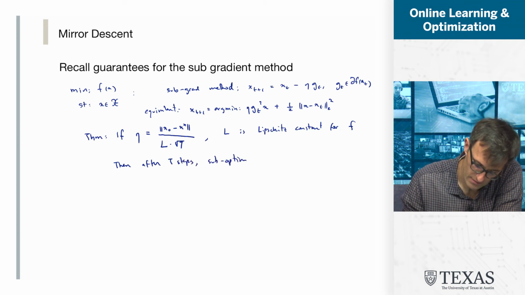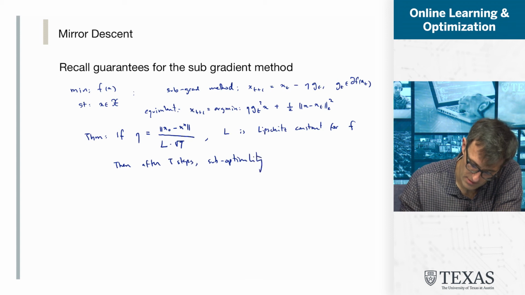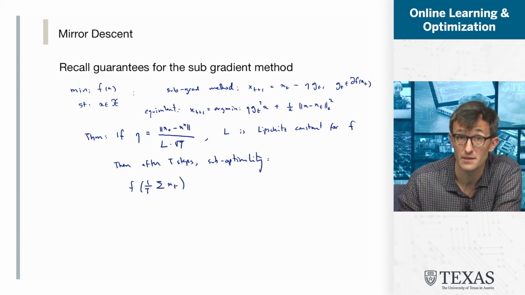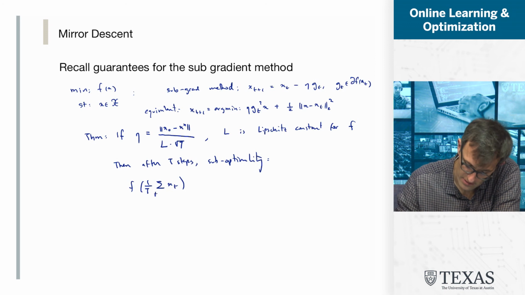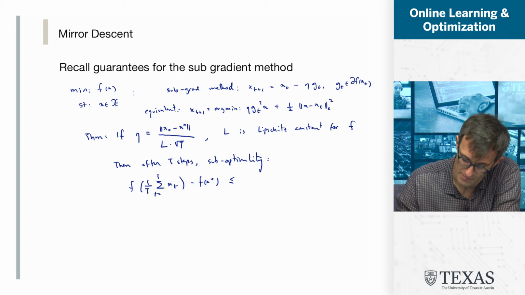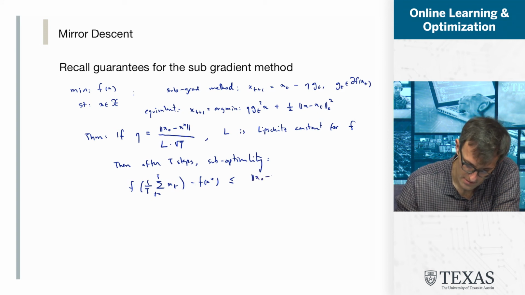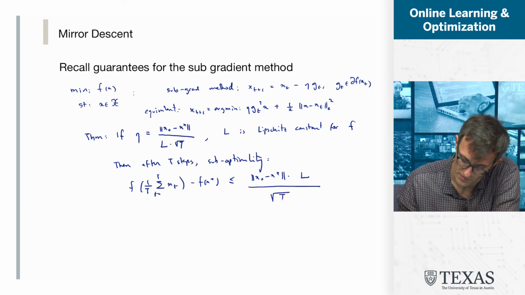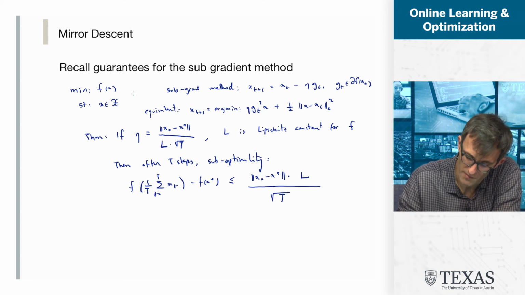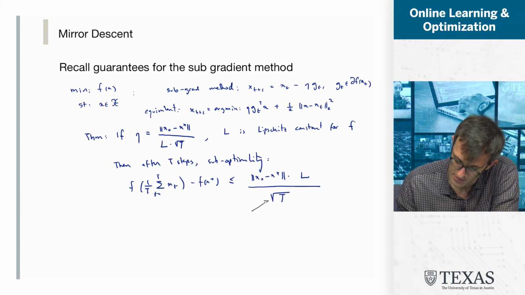suboptimality is controlled as follows. f of 1 over T times the sum of x_t, this is the trajectory that we generate, t equals 1 to capital T, minus f of x star is bounded by how far I initially start times L divided by square root of T. And so far, we have mostly been focusing on this, most of the focus of this class.